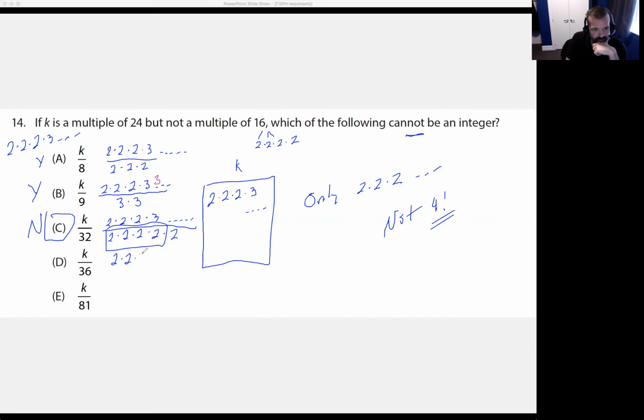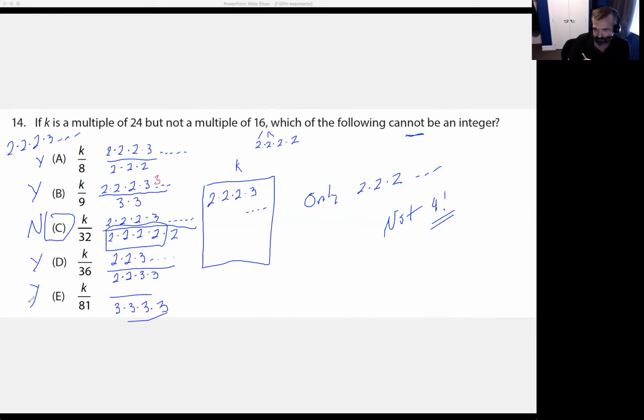And we can keep playing. 2 times 2 times 3 dot dot dot, and 36 is 2 times 2 times 3 times 3. Yeah, that's cool. I could pop another 3 in there, but I can't pop another 2. And K, 81 is made of a 3, a 3, a 3, and a 3. So I can have a boatload of 3s. I just can't have 4 2s. All right. Why is C the answer? Well, what is the question? Can or cannot?